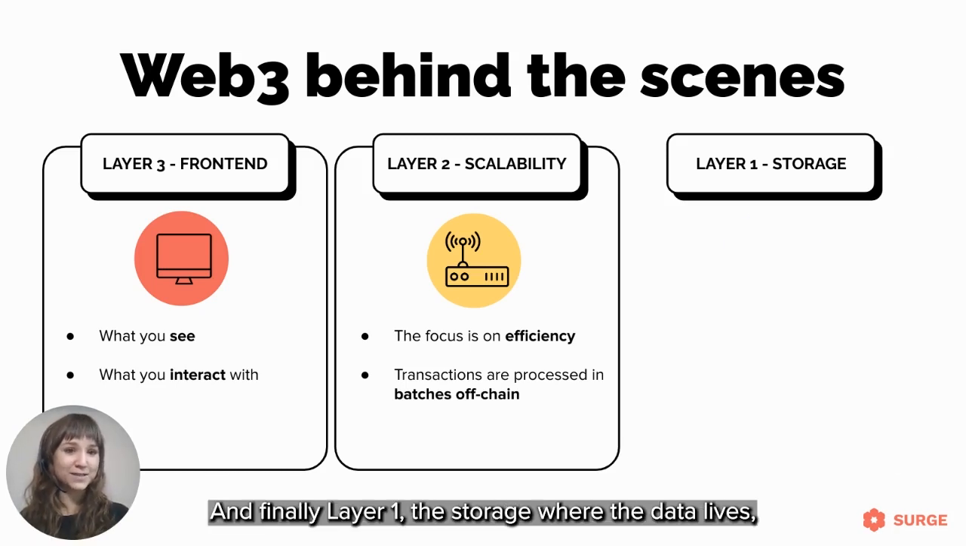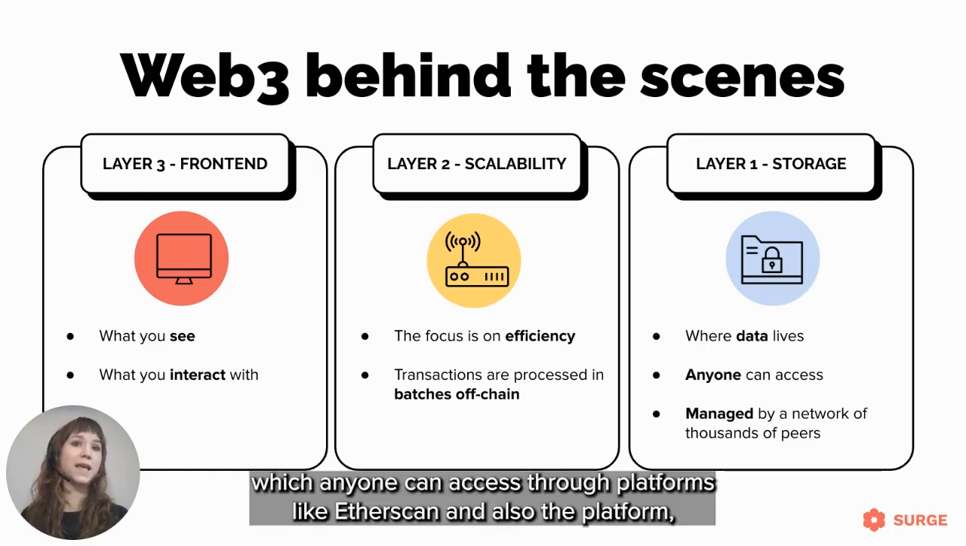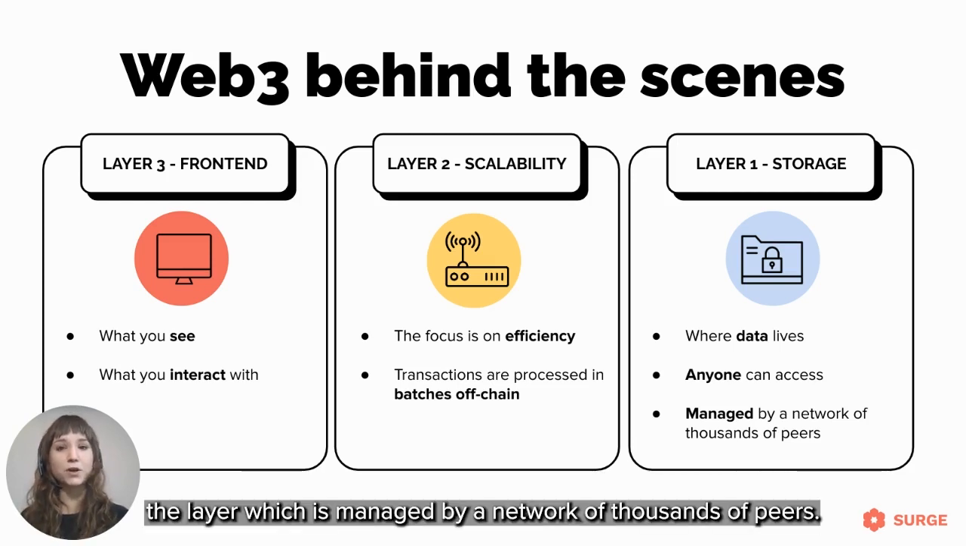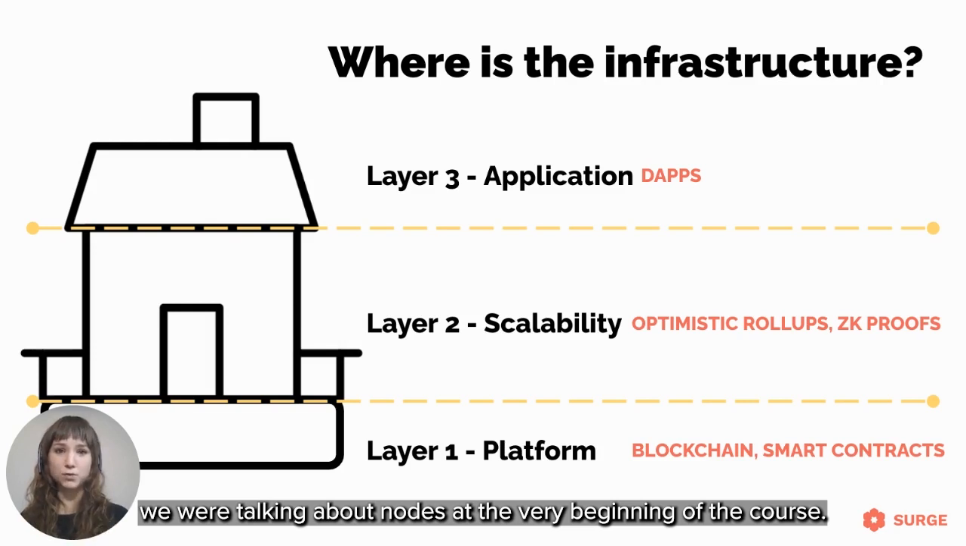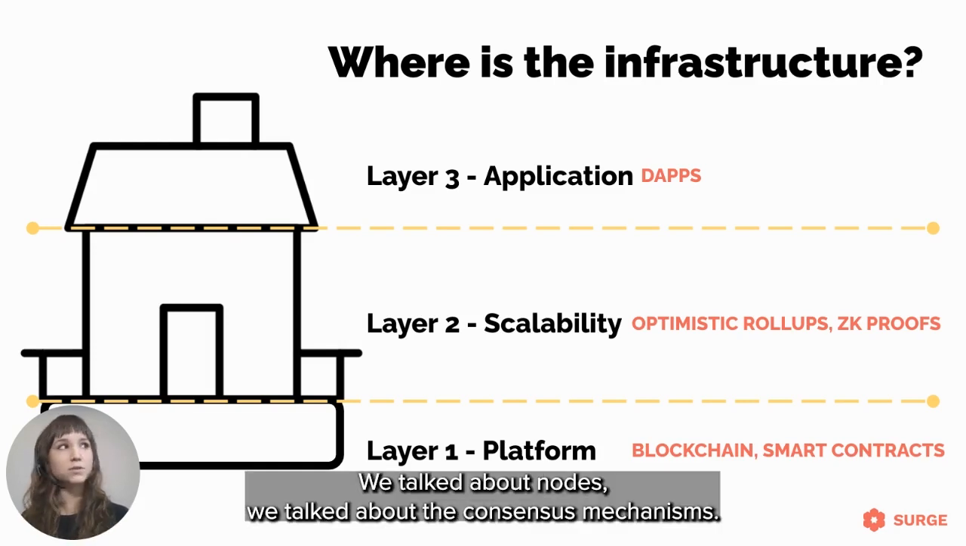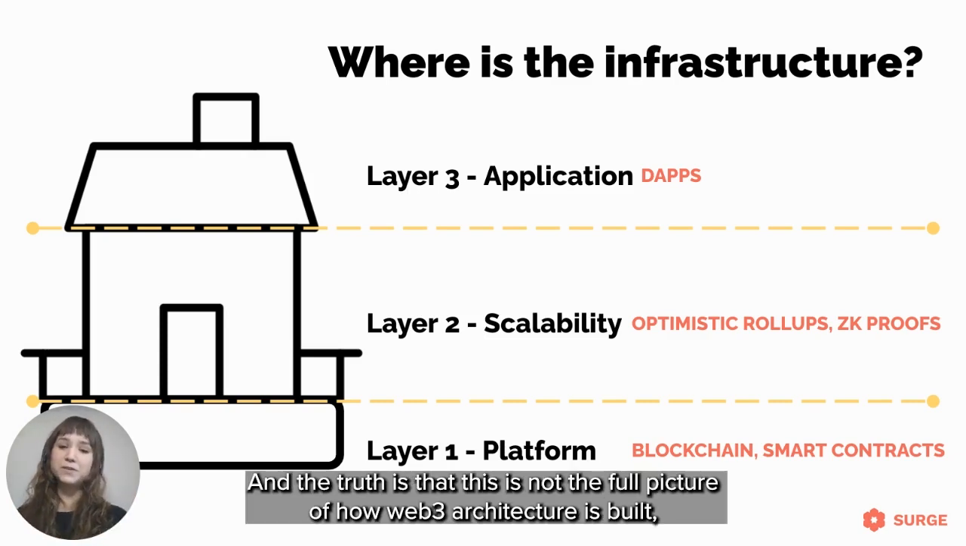Then finally, layer 1, the storage, where the data lives, which anyone can access through platforms like Etherscan, and also the platform, the layer which is managed by a network of thousands of peers. Speaking about peers though, if you remember, we were talking about nodes at the very beginning of the course. We talked about nodes, we talked about the consensus mechanisms. But actually, we cannot really see it here in our house with 3 layers. And the truth is that this is not the full picture of how Web3 architecture is built.